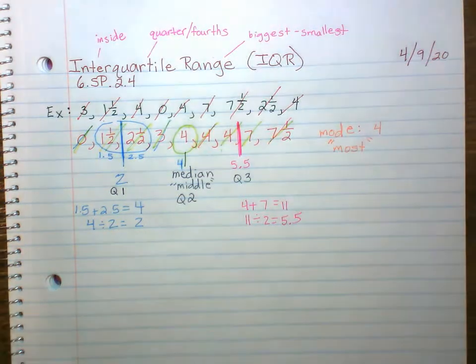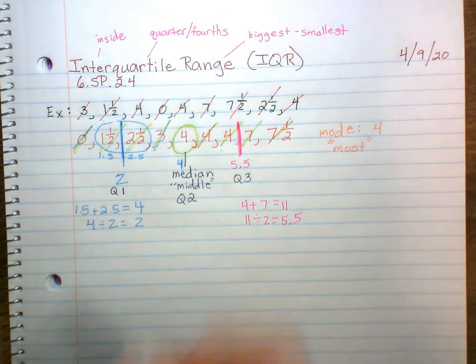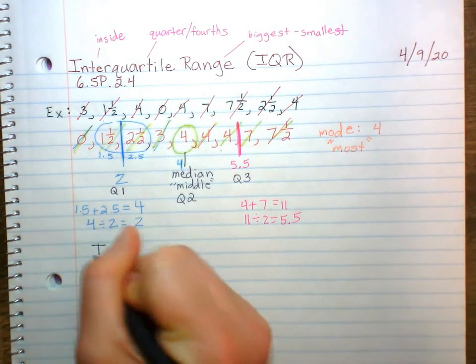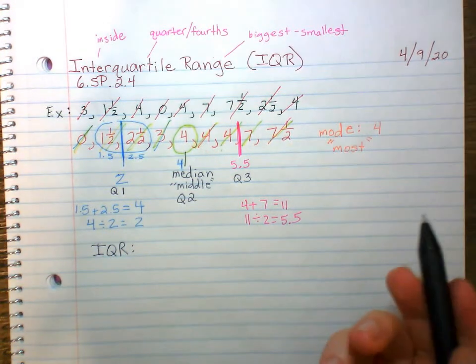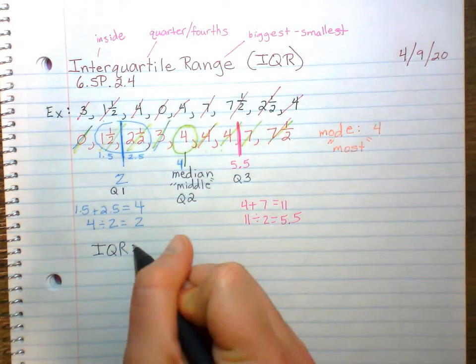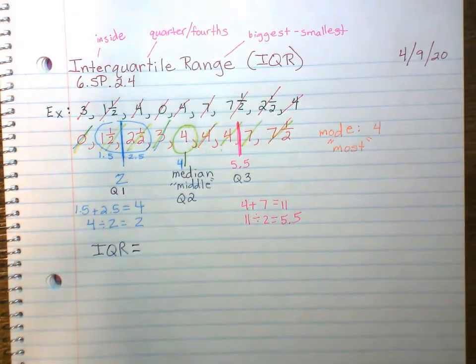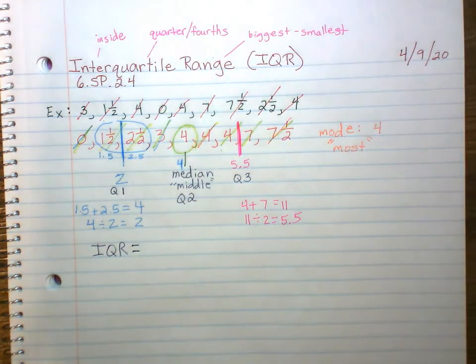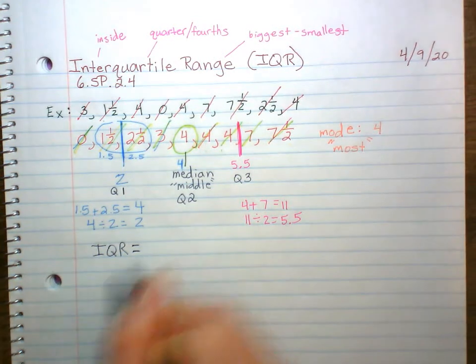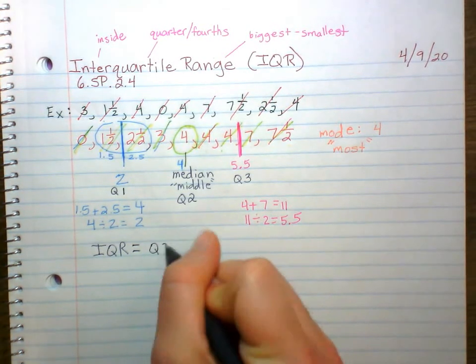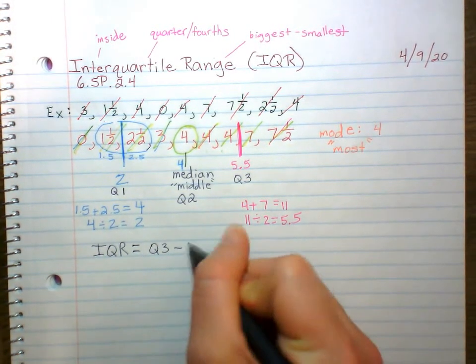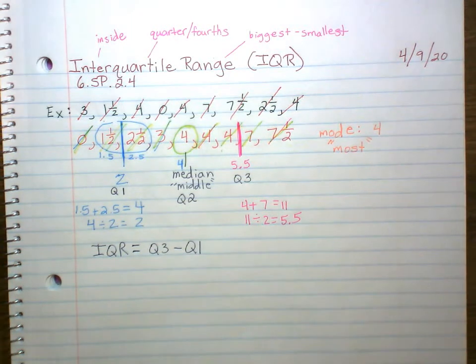All right, now interquartile range, so calculating the IQR. Interquartile range, it's just the difference between the third and the first quartile. What does that mean? It's the difference. Difference is subtract between the third and the first quartile. So to calculate the interquartile range, you do the third quartile, quartile 3, and you subtract quartile 1.